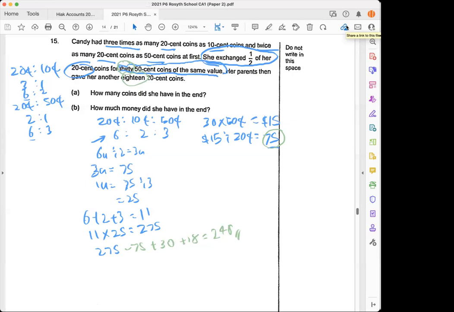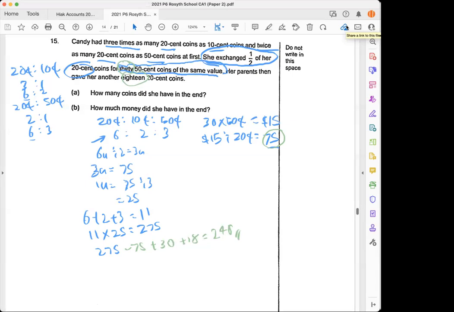Okay, please copy this down. I'm going to erase this, and no, I think I'll just use another color pen and solve this question. Okay, part B. Let's look at part B. So how much money did she have in the end?